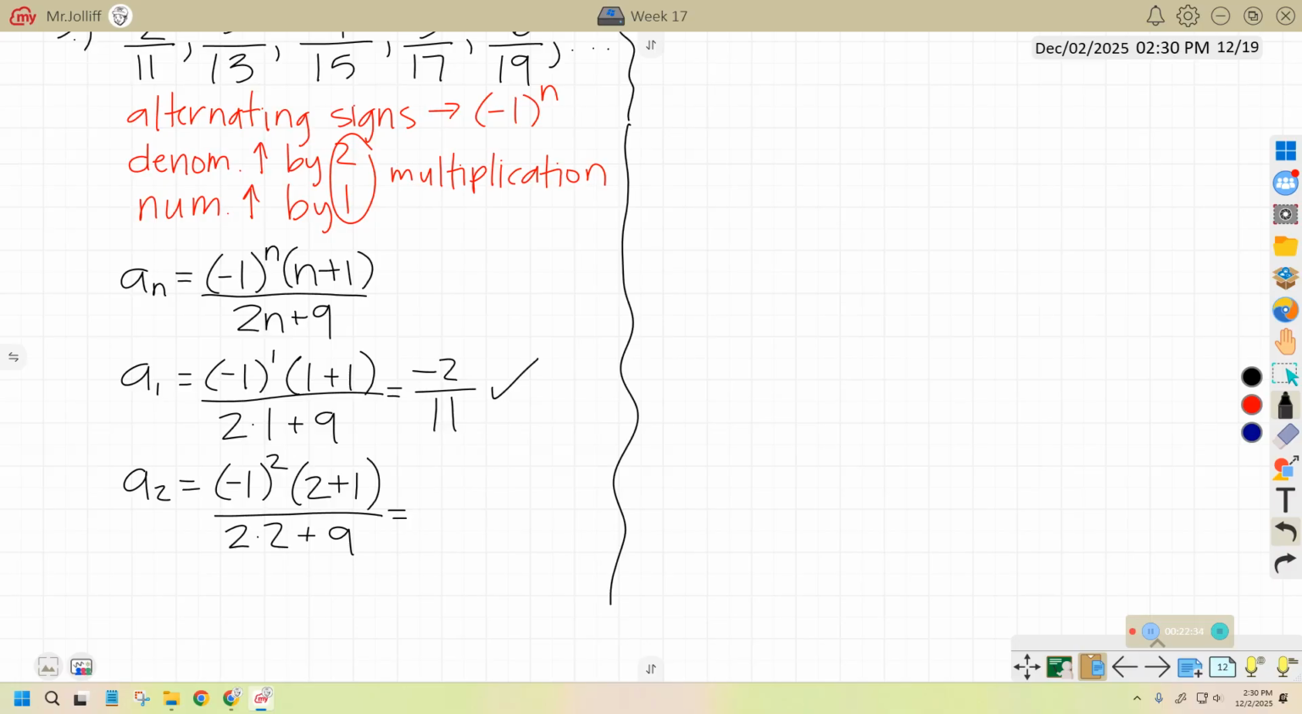That's good. That's why we're practicing a second day. Takes time. Negative 1 squared is positive. 2 plus 1 is 3. Numerator is 3. Denominator: 2 times 2 is 4. 4 plus 9 is 13. 3/13. Does that match that second term? Yes, it does. I am pretty sure that this formula matches my sequence. It's correctly predicting the terms in the order that I see them.